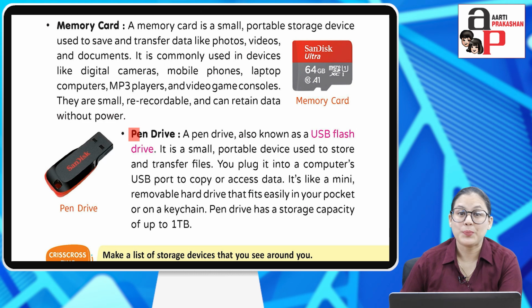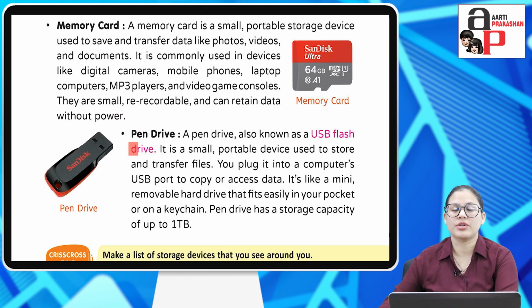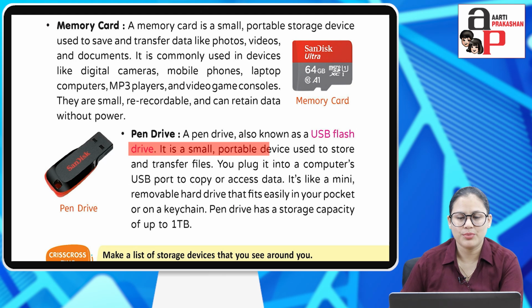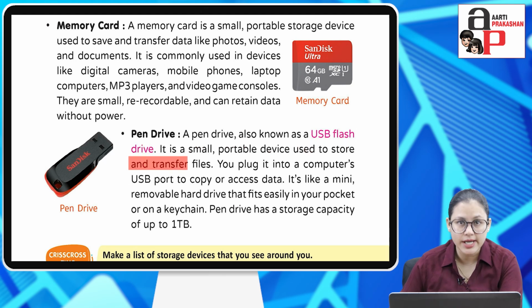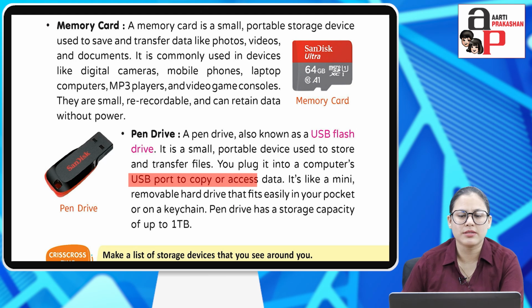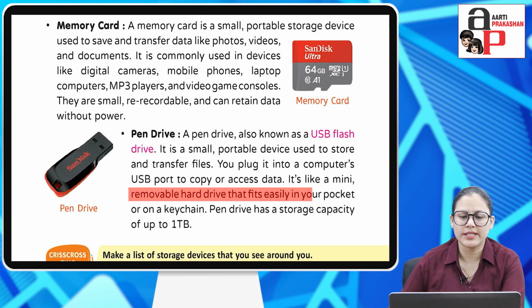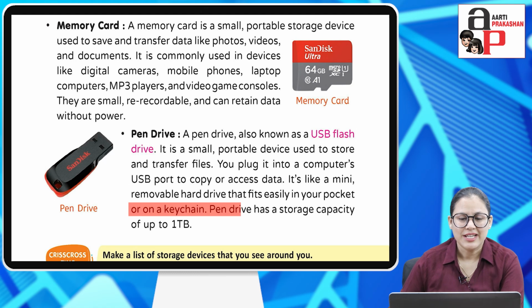Pen drive. A pen drive, also known as a USB flash drive, is a small portable device used to store and transfer files. You plug it into a computer's USB port to copy or access data. It's like a mini removable hard drive that fits easily in your pocket or on a keychain. A pen drive has a storage capacity of up to 1 terabyte.